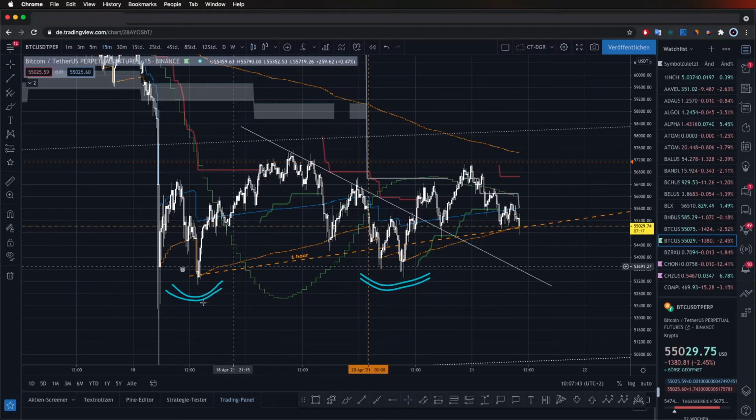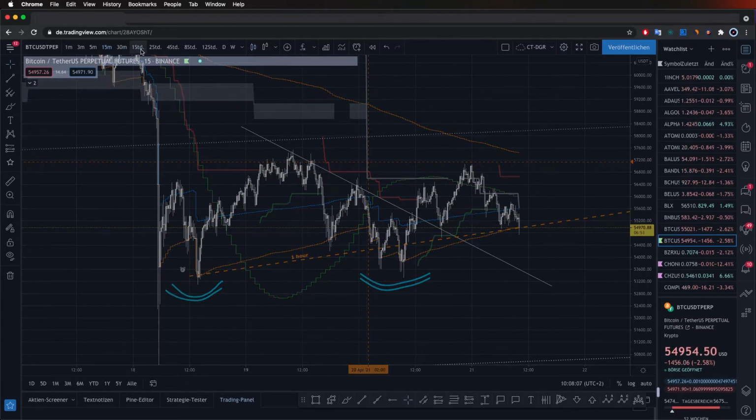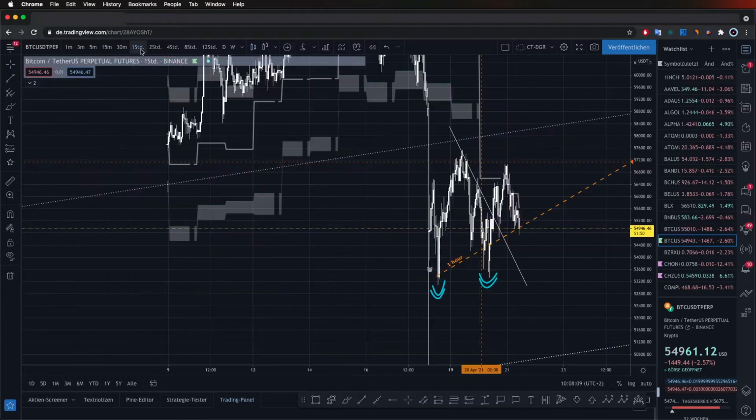Also, we found some support over here, some support over there, like a double bottom, and now are hitting the 15 minutes buyer line. Here is my 1 hour buyer line. So it looks like we could find something like a bottom now, but nevertheless at this moment it's more a bear than a bull market. But let's look also at the bigger time frames.